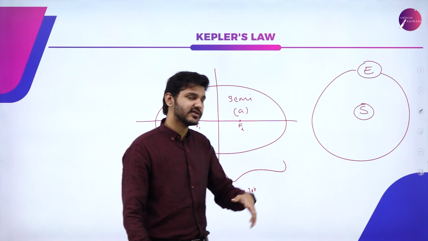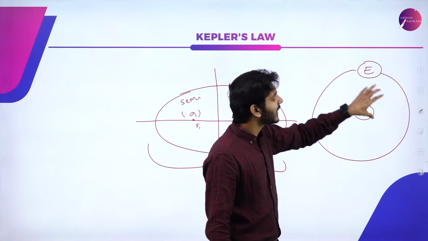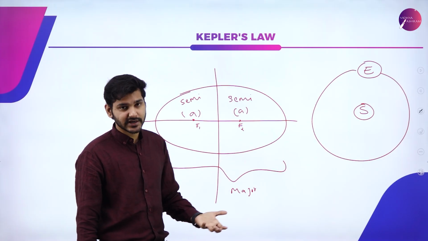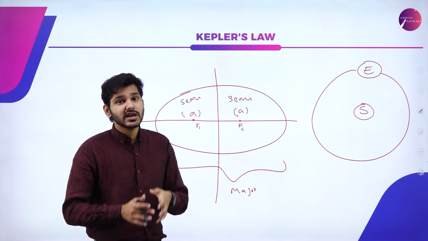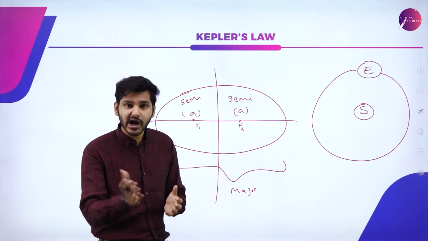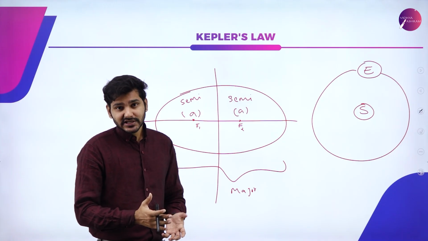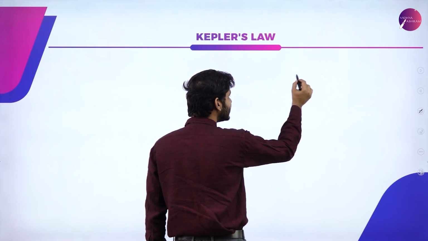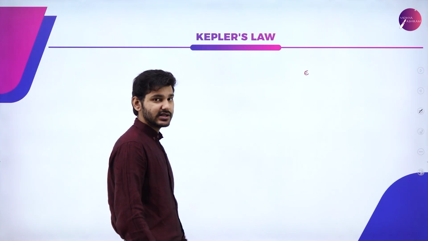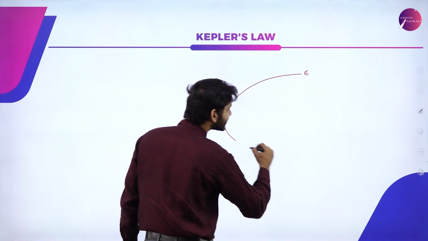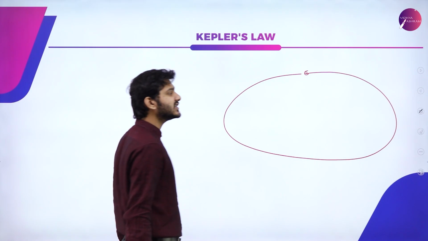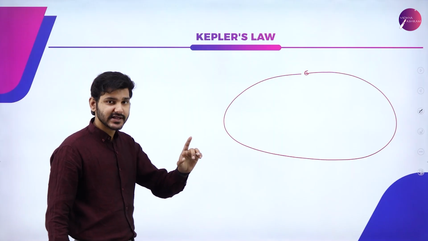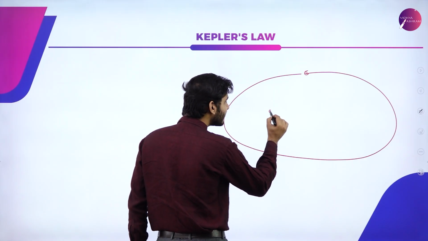So again, what Kepler discovered was that the planets do not revolve around the sun in a perfectly circular pattern, but rather they revolve around the sun in an elliptical orbit with the sun at one of its foci. That is, if Earth is the planet, it is revolving around the sun in an elliptical pattern. So this is an ellipse. Assume that it is an ellipse, with the sun at one of its foci.